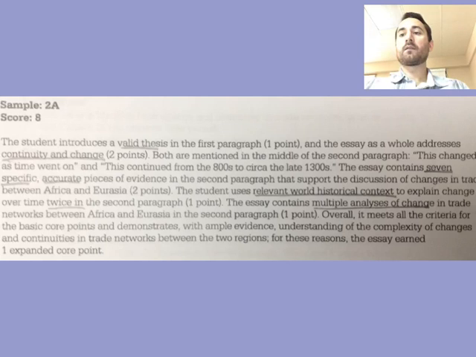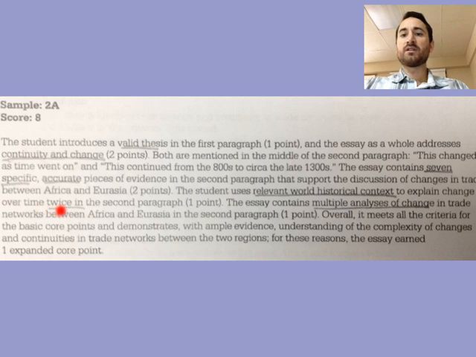What I'm showing you here is feedback from the College Board on this specific question and student's response. They gave the student a score of 8, and here they explain why. First off, it had a valid thesis, so it got 1 point. It addressed both continuity and change for 2 points, and there were 7 specific and accurate pieces of historical evidence that explained the continuity and changes over time. There was relevant world historical context that helped to explain it.